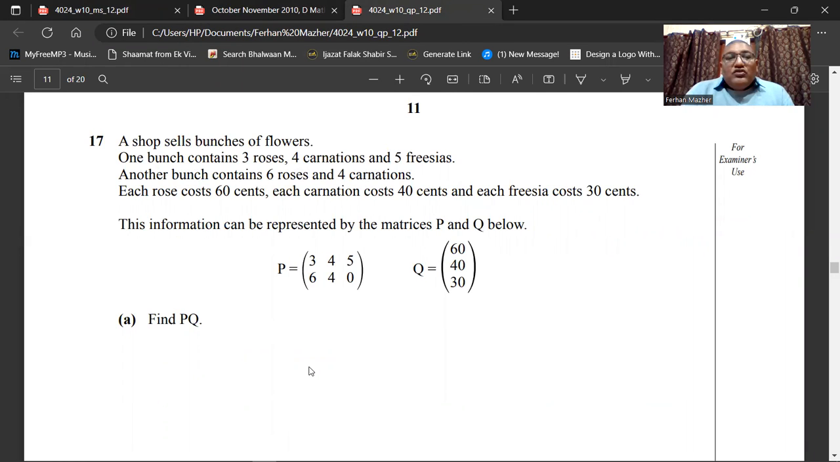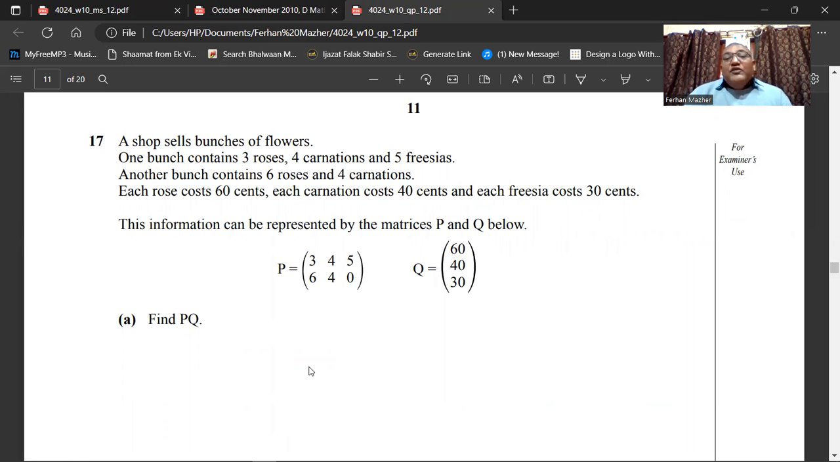Each rose costs 60 cents. Each carnation costs 40 cents, and each freesia costs 30 cents. These are the names of the flowers. I don't know the pronunciation of this word, but that's not important.